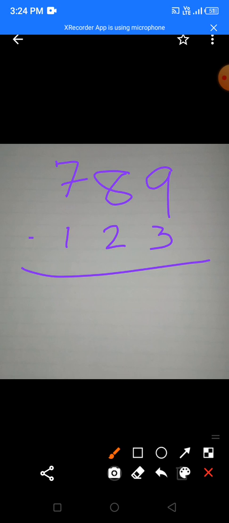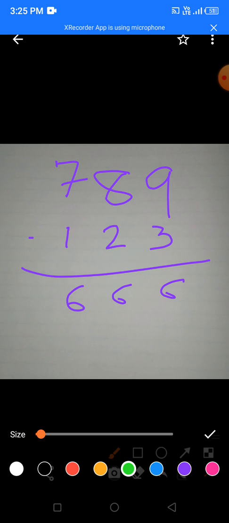So 9 minus 3 will give me 6. Okay? 8 minus 2 will give me 6. 7 minus 1 will also give me 6. Now what will I do, children? I will add this number to this number. Okay? I will add these two numbers. If I get this number, then my answer is correct.